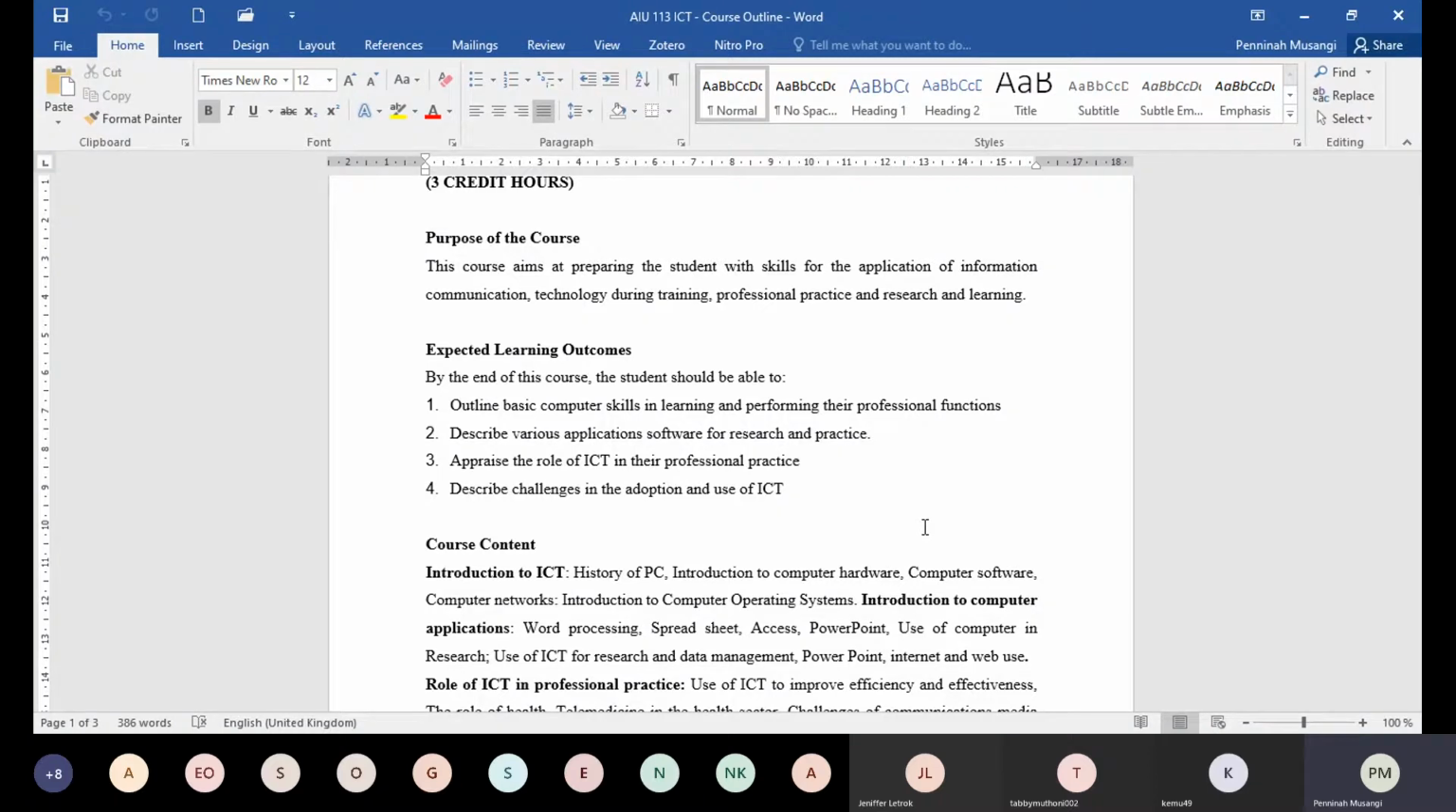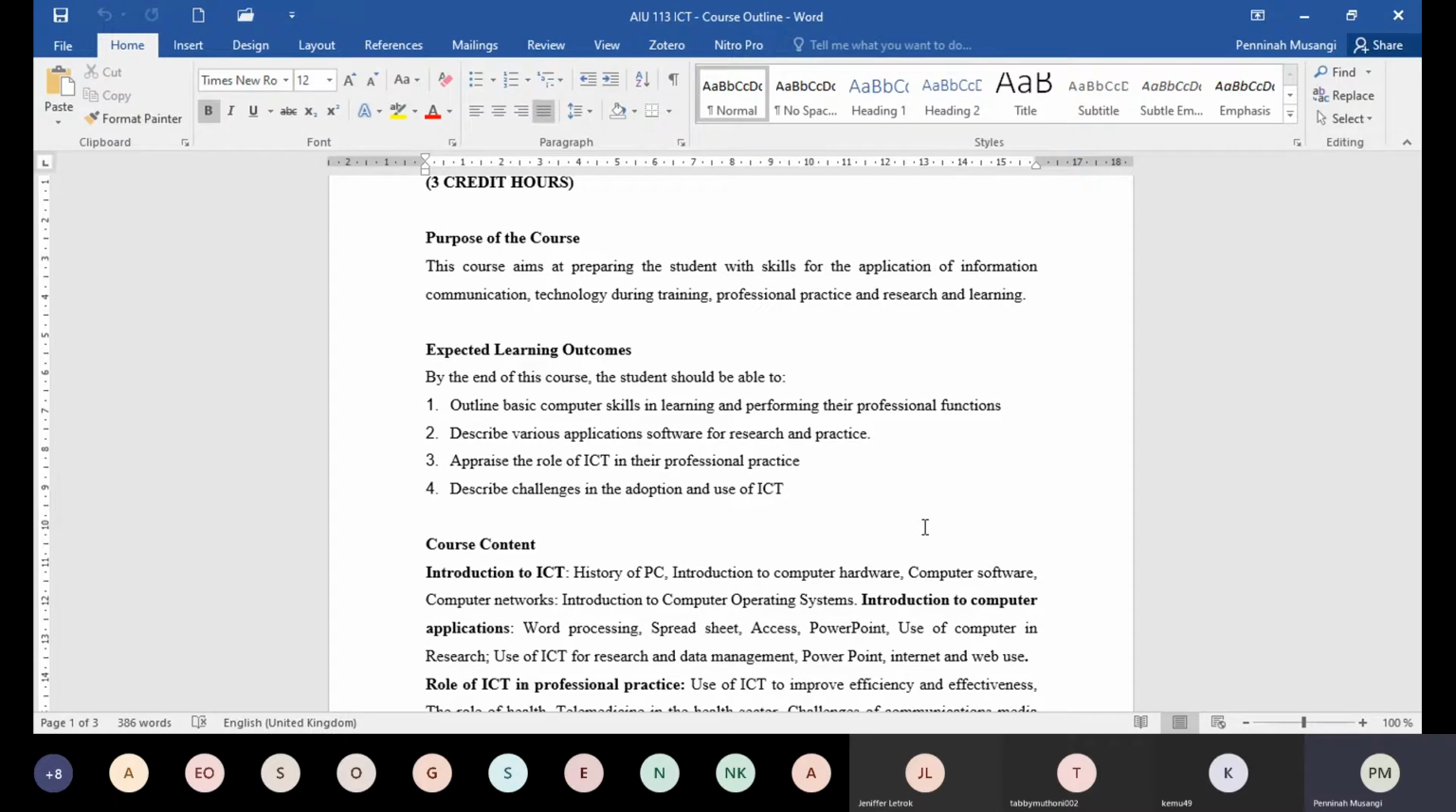At the end of the course, we are supposed to describe various application softwares for research and practice. What softwares do you use for research and for your professional practice? Thirdly, by the end of the course, you should be able to appraise the role of ICT in professional practice. What is the role? What is the impact of ICT in your practice? And even thinking forward, what is the future of ICT in our various professional practices?